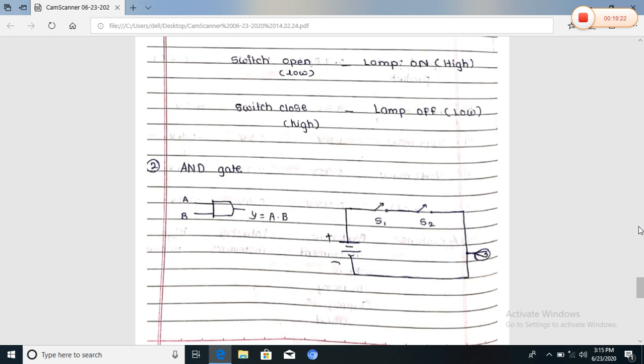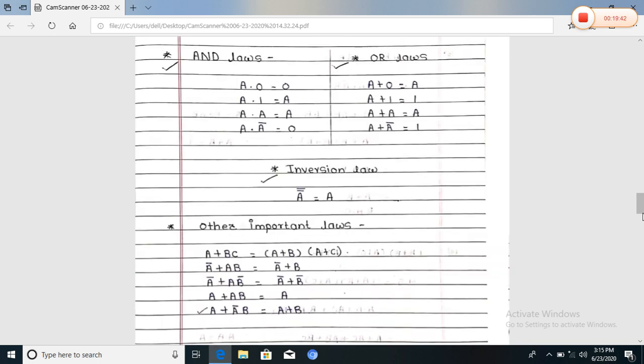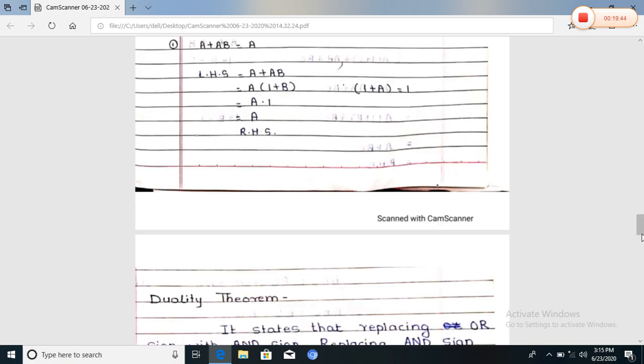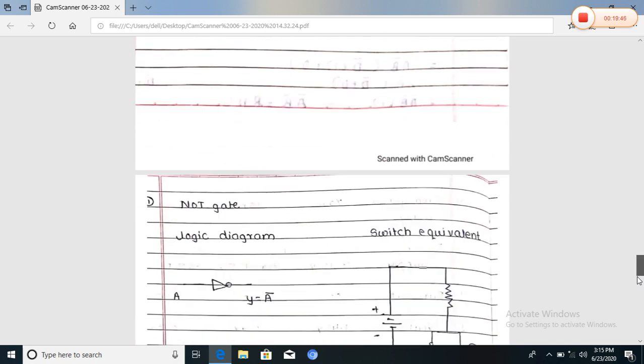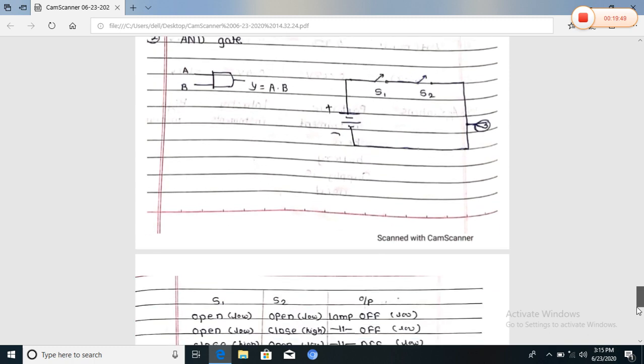When switches S1 and S2 are off, closed, then the circuit will not complete, so the LED will not glow, so the LED is off. Means A is equal to 0, B is equal to 0, S1 is equal to 0, S2 is equal to 0, LED off, means Y is equal to 0. This is the first condition of the AND gate.